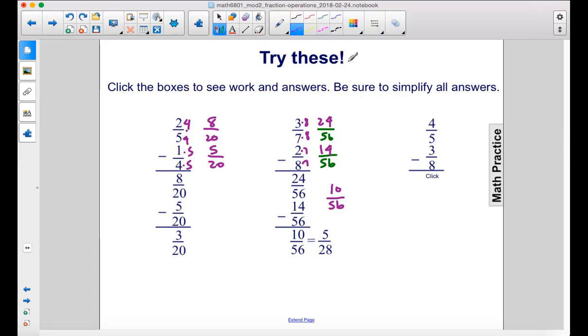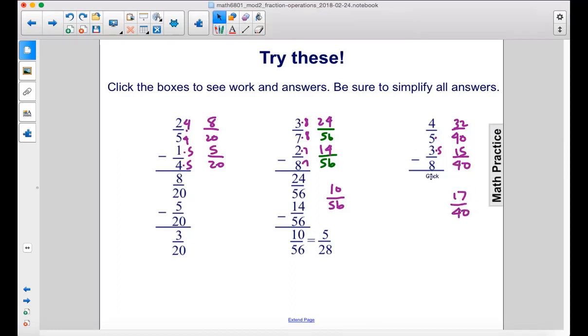Finally, we have 4/5 minus 3/8. We'll do a common denominator of 40, which is 5 times 8. So 5 times 8 gives us 40, so 4 times 8 gives us 32. 8 times 5 gave us 40, so 3 times 5 gives us 15. 32 minus 15 gives us 17 over 40. So let's check our work. Yep, 17 over 40.